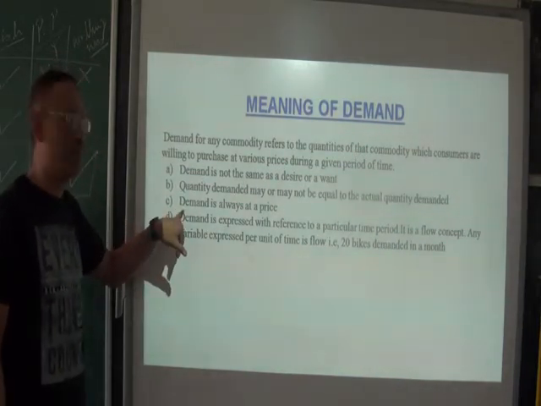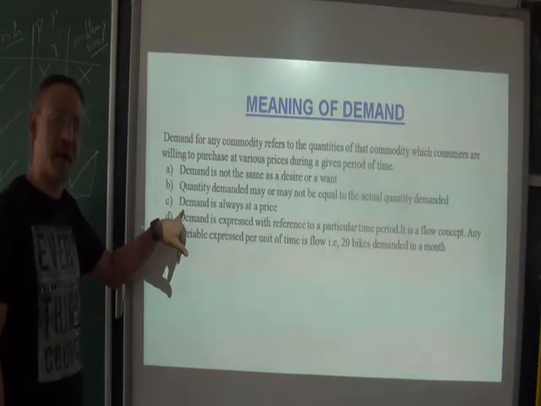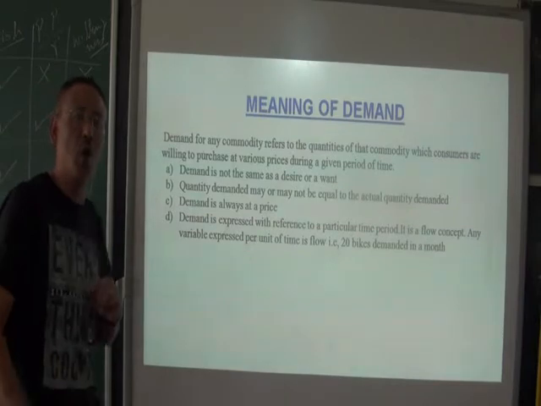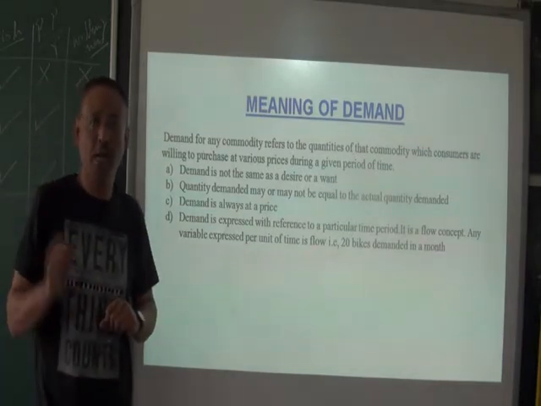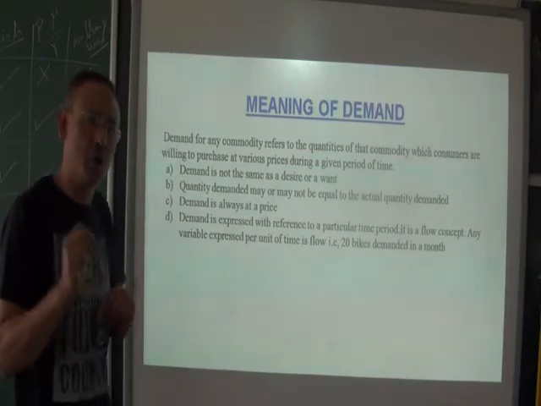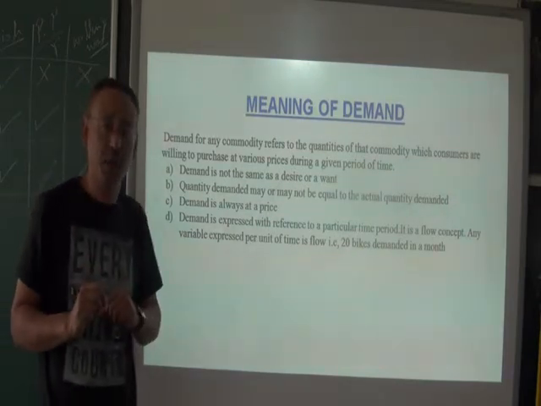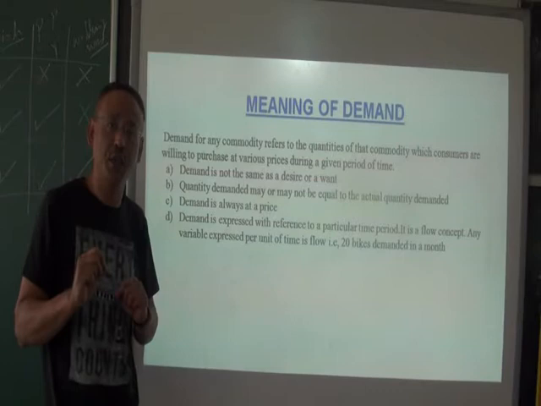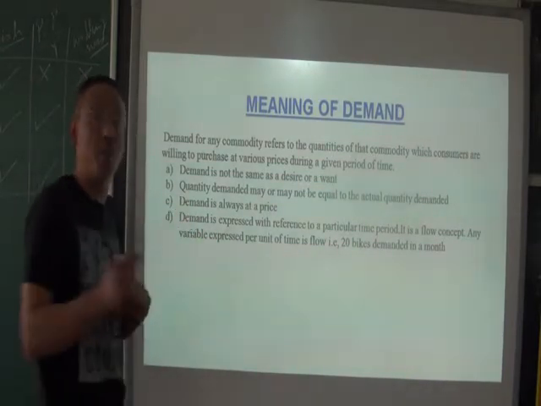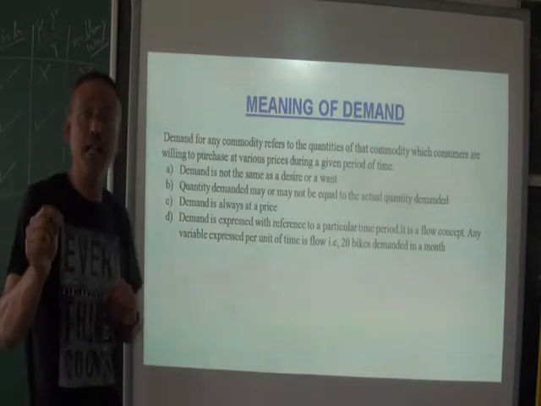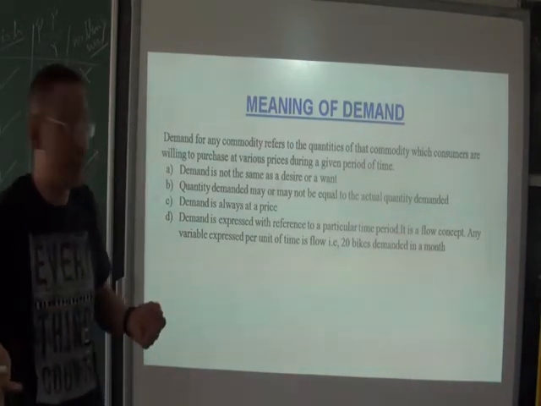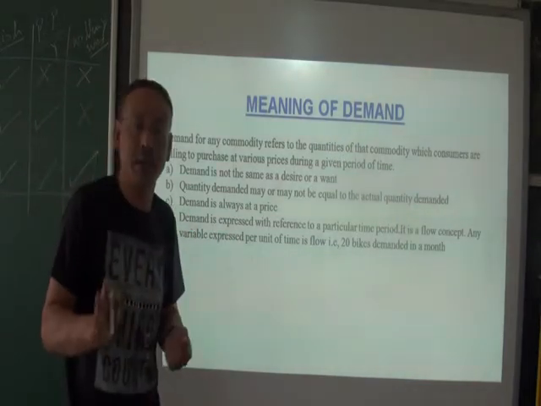The third thing is very simple. Demand is always at a price. If there is no price, then how will you demand? For example, you want to buy a shirt, right? And the price of the shirt is say 500 rupees. So you will buy it because you are ready to spend 500 rupees. But if the price of the same shirt is 900 rupees, you may not buy it. So demand depends upon the price of the good. If the price is very high, then you may not demand it. So demand is always at a price.